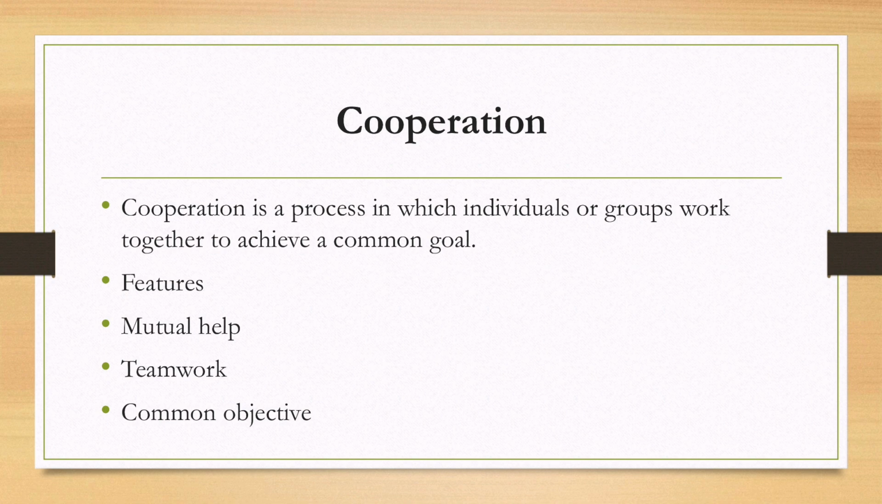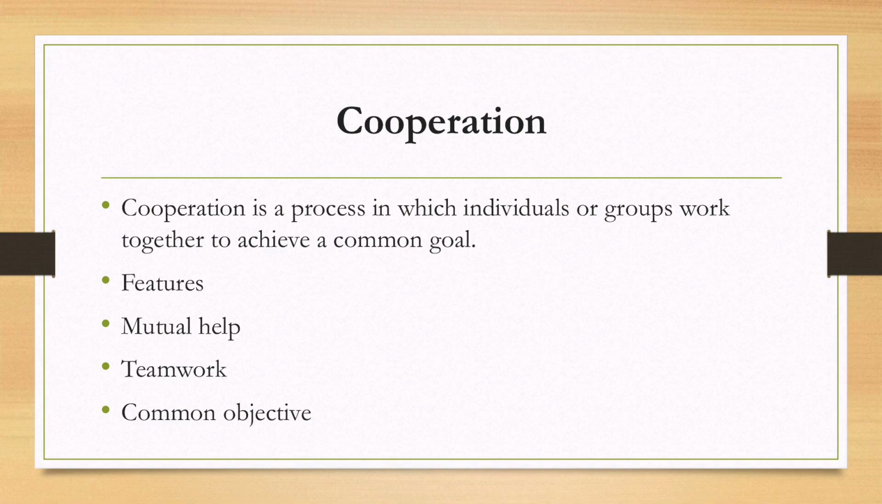First one is cooperation. What does cooperation mean? It is a process in which individuals or groups work together to achieve a common goal. If there is cooperation between individuals or groups, we can reach the goal easily. The features of cooperation are mutual help: if people support each other, work will be completed easily. Next is teamwork, working together in a group. Then common objectives: everyone tries to achieve the same goal, so we can reach it easily.